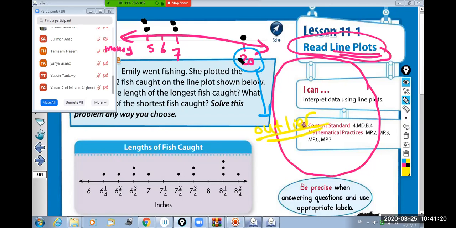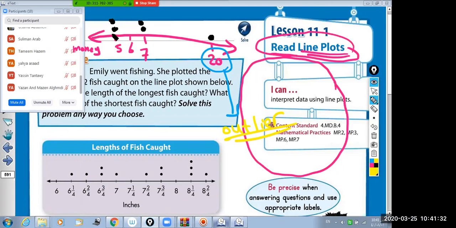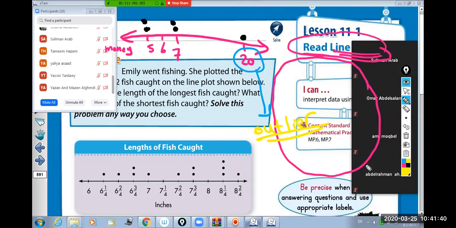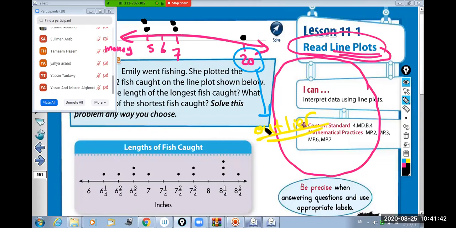Why is the 20 an outlier? Because there's a big distance between the 7 and 20. See, the 5 is close to 7, so there's no problem, there's no outlier there. But the 20 is so far. So the number that is so far, we call it outlier. I will write it in black to be clear. Outlier.